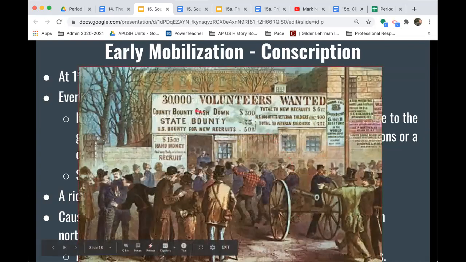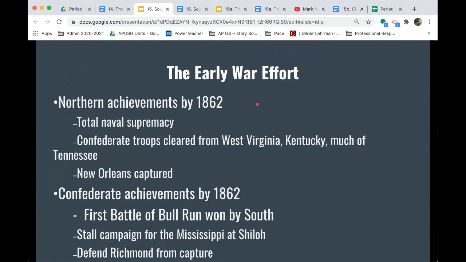All right, as you can see, volunteers wanted. The government's going to pay people to fight in the war. They're going to have bounties to try to entice volunteers to join them. And if that doesn't work, then the draft will be used.